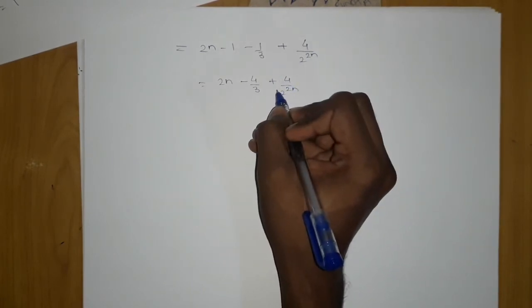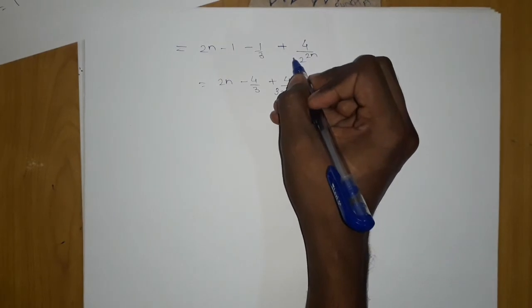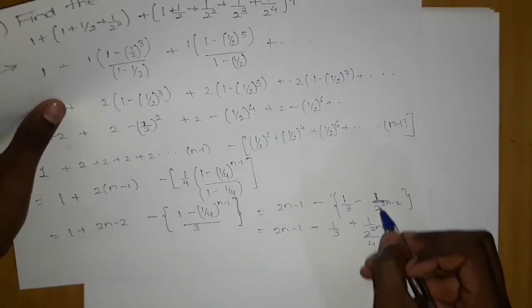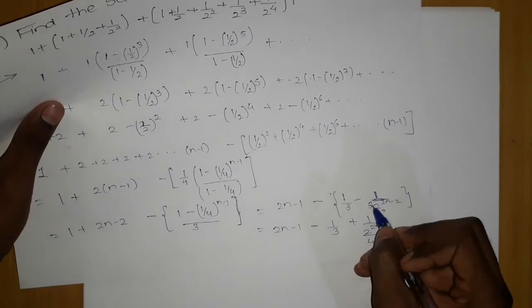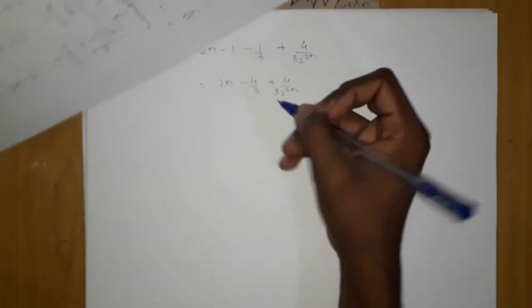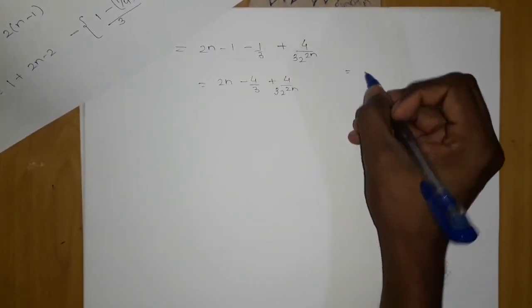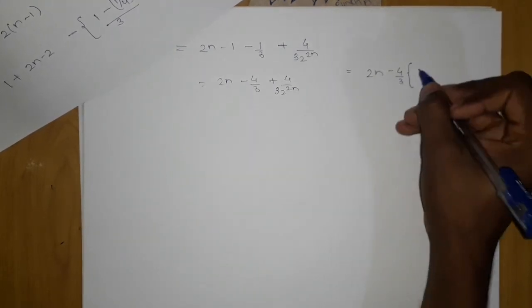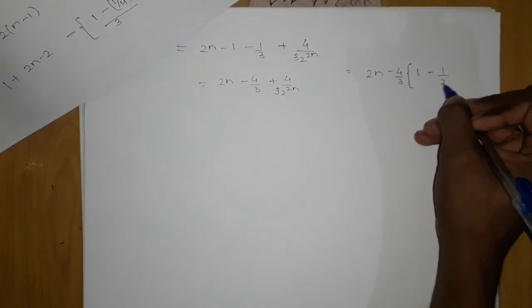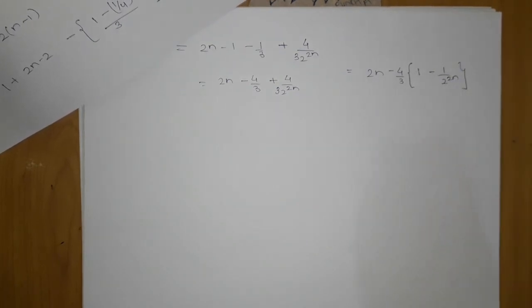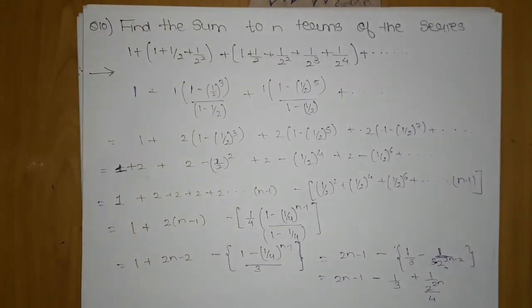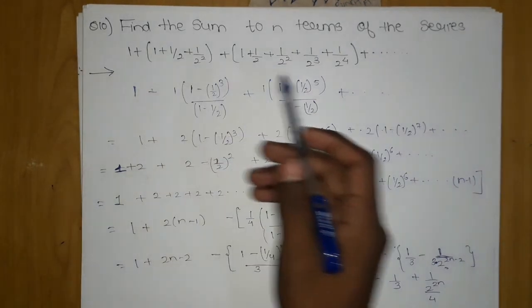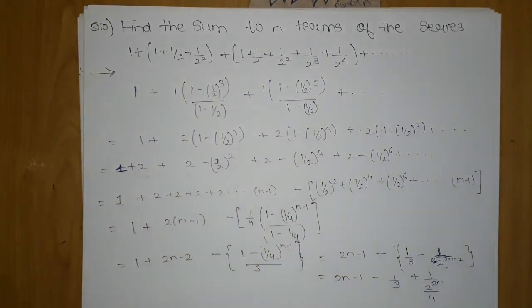Here it is 3 also, I think I didn't put it, multiplication 3. So if I take minus 4 by 3 common, what I have finally is 1 minus 1 by 2 power 2n. So this is our answer. The main thing is that since you cannot analyze the Tn term, we are analyzing the sum. By analyzing the sum we are getting T1, T2, T3.